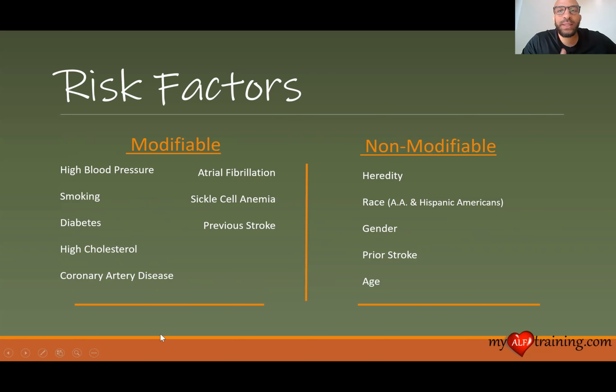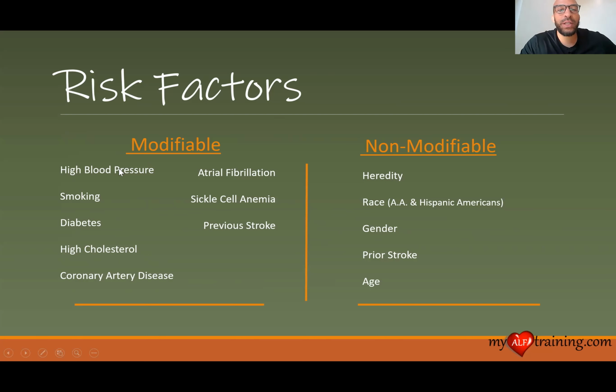So modifiable, things that we can change. These are things that if your patient has any of these or any 2 or 3 of these, it just increases their risk of having a stroke. And that's why it's very important for us to really hone in on our management of the patient's care to reduce their risk of stroke. And we can do that more if we have an idea of the risk factors that lead to a stroke.